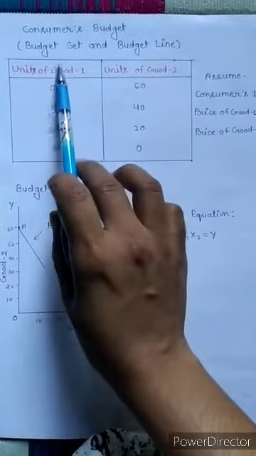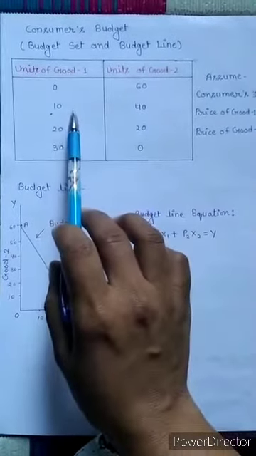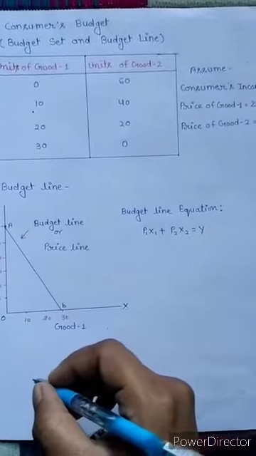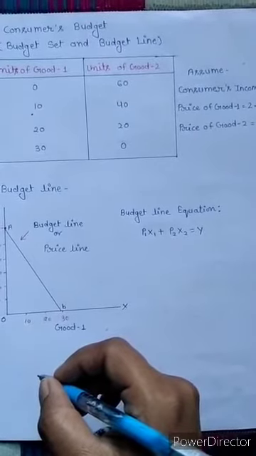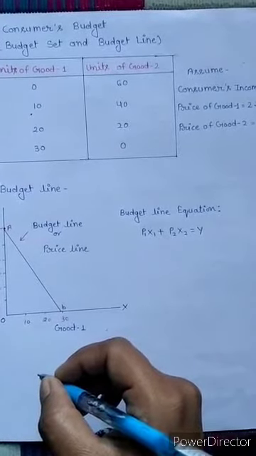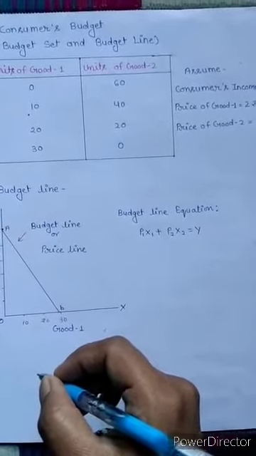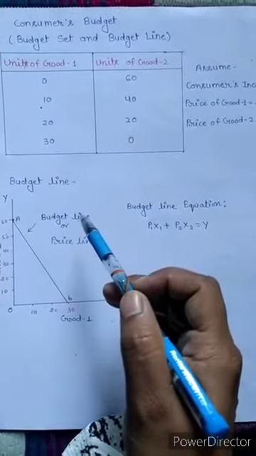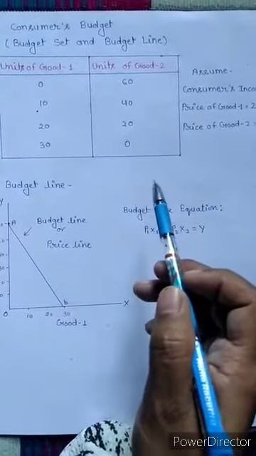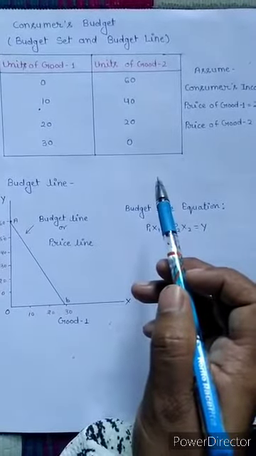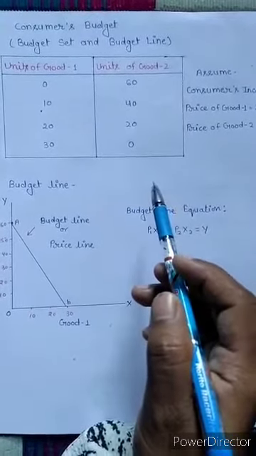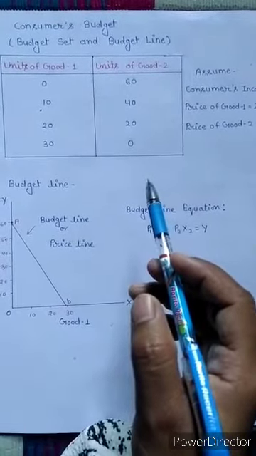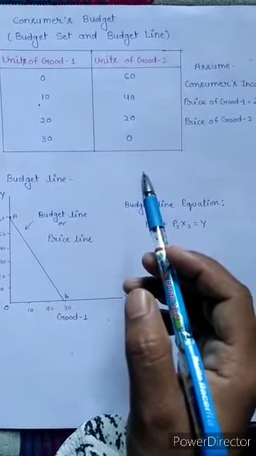First, budget set. This is the budget set. Budget set refers to the attainable combination of a set of two goods at the given price of a commodity and income of the consumer. Means if the income of the consumer is given and the price of a commodity is given, then budget set shows the combination of a set of two goods which consumer can purchase.